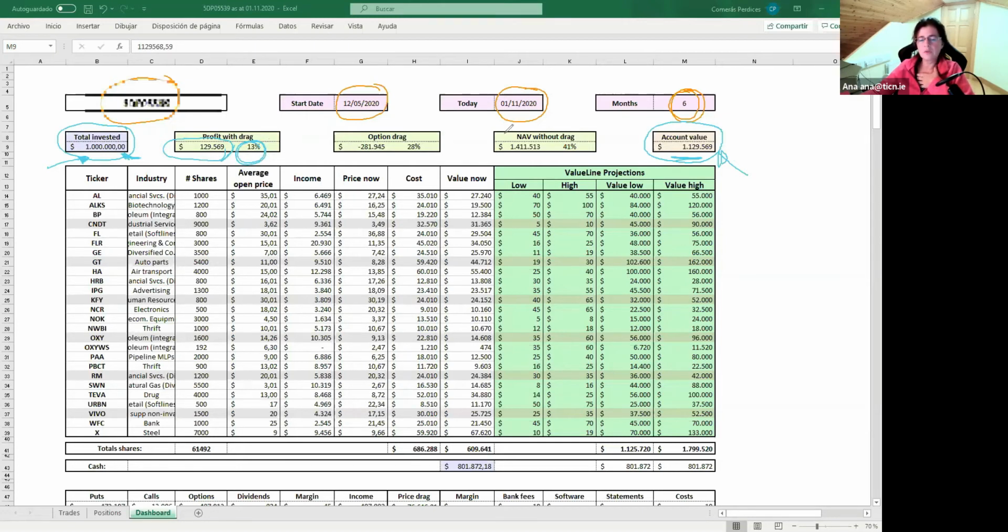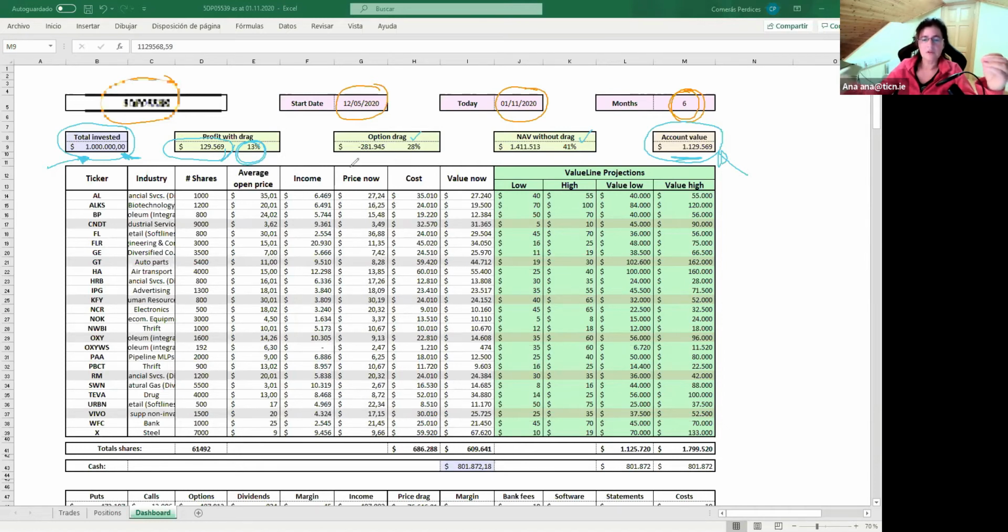But then we have two other boxes here. One of them says option drag, and then we say NAV without drag, which is account value without drag. What's this option drag? If all the puts, the calls don't count, just the puts. If all the puts that we have were put to us as of this moment in time, this photograph, and we turned to the market and sold the shares at the price that they are trading at today, we would be down 281,945.